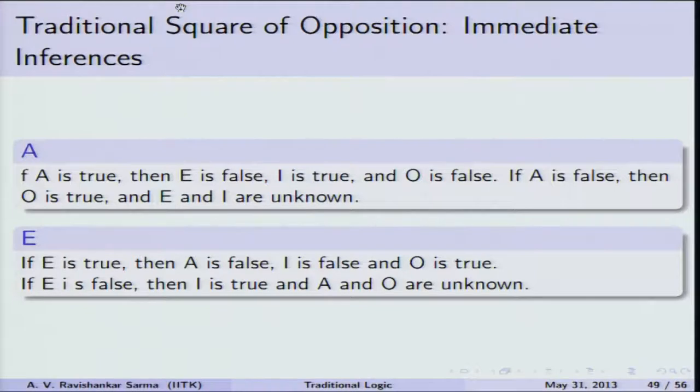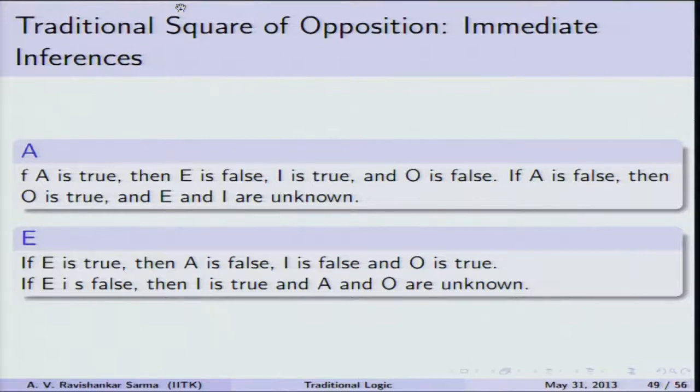In the same way if E is true, then obviously its contradiction A has to be false. If I is false then O has to be true, and if E is false then its contradiction, that is I, which occupies the position of a diagonal, has to be true. And if A is true, in the case of O it is unknown. So this is what happens in the case of the square of opposition in a simple nutshell.